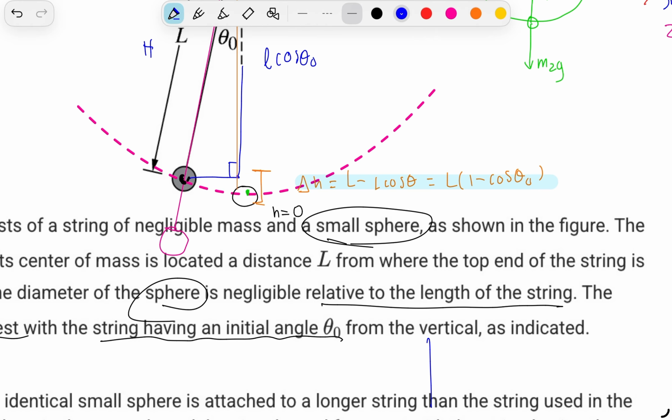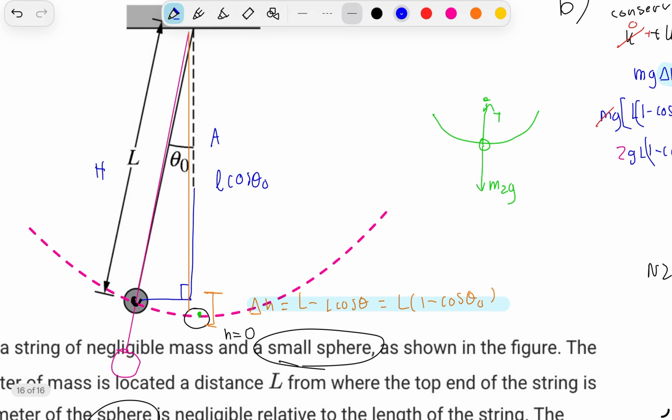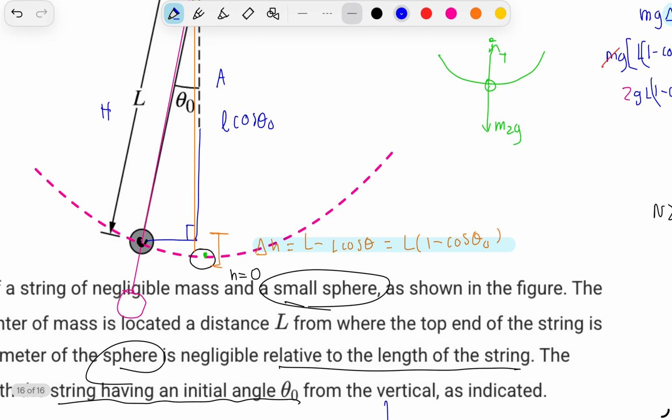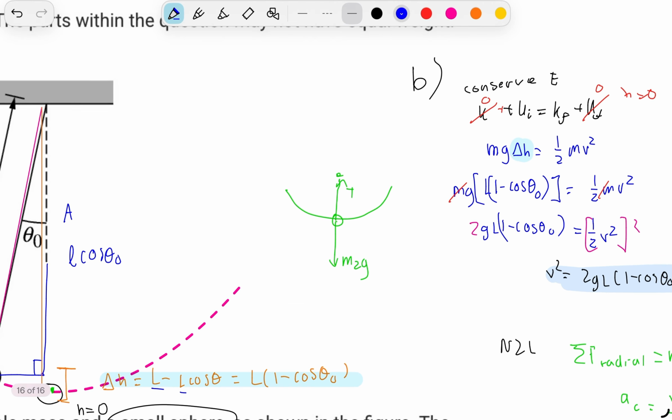So when it's at its very bottom, it's down here, and there's a change in height. We can find that by taking the length of our string, which is still the length of the string when you're down there, because it's going to pull the string down to that length, right? Then we subtract our L cosine of theta, which is that vertical distance. We can factor out our L right here, and we have L times 1 minus cosine of theta initial.